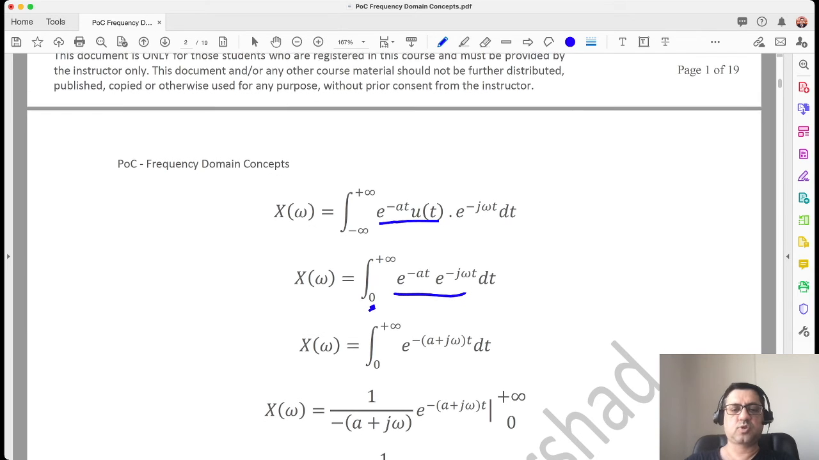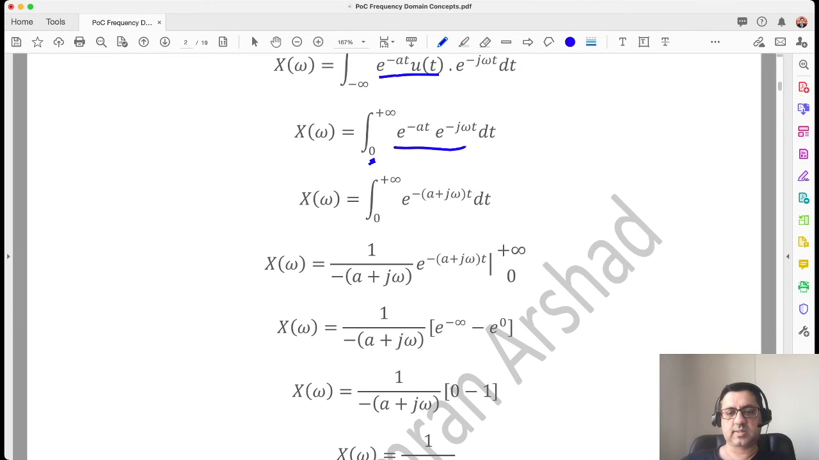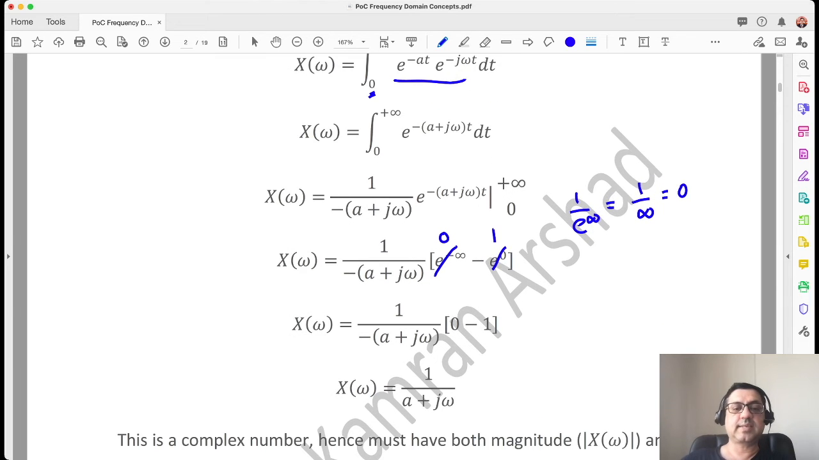When we substitute infinity, 1 over minus a plus j omega stays as it is, and e to the power minus a plus j omega times infinity is e to the power negative infinity, minus e to the power of t equals 0, so everything is 0, e to the power 0. We know e to the power minus infinity is 1 over e to the power infinity, which means 1 over infinity, which means 0, and e to the power 0 is 1, so 0 minus 1 is minus 1, minus times minus is positive, so it's 1 over a plus j omega. Now this is your Fourier transform of x of t.